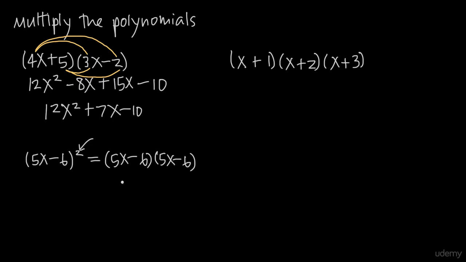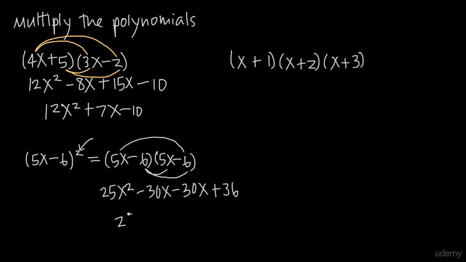So multiplying these together, again, our first terms, 5x times 5x gives us 25x squared. 5x times a negative 6 gives us a negative 30x. Negative 6 times 5x gives us a negative 30x. And a negative 6 times a negative 6 gives us a positive 36 because a negative times a negative is a positive. Now combining our like terms, negative 30x and negative 30x, we get 25x squared minus 60x plus 36.